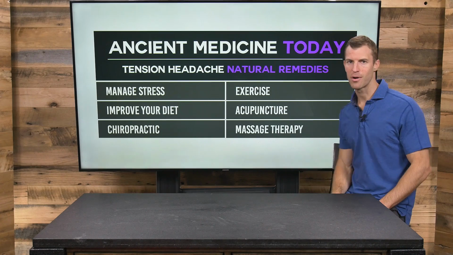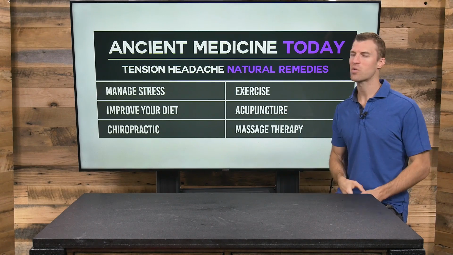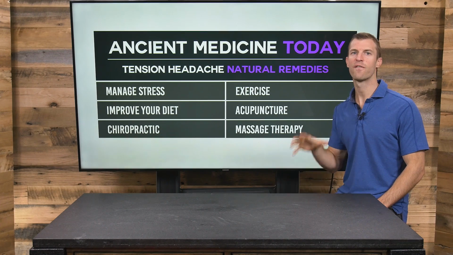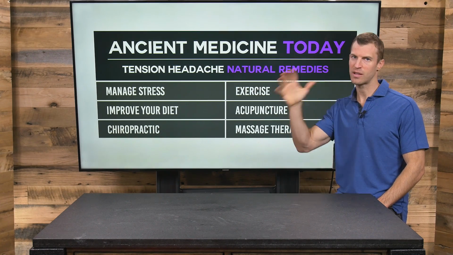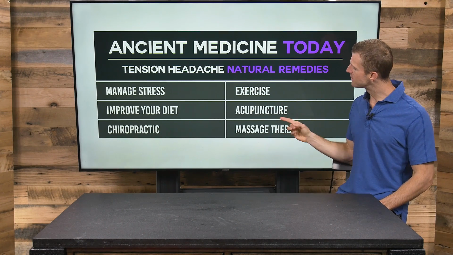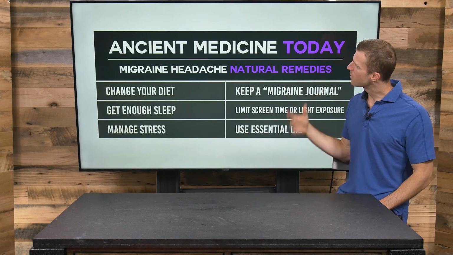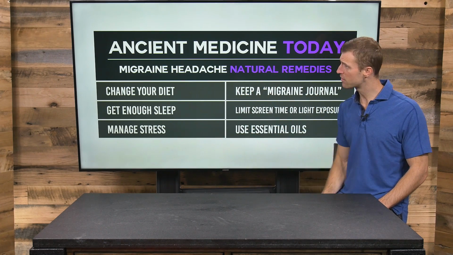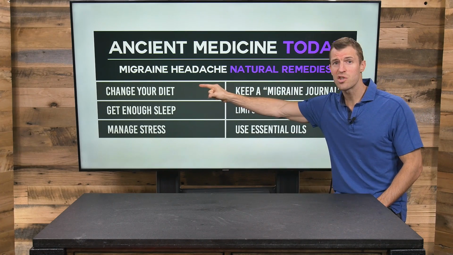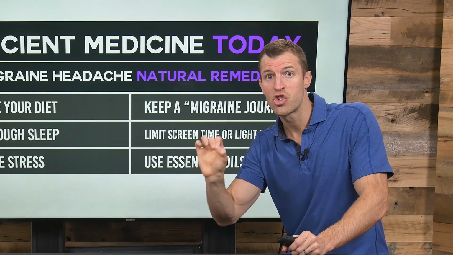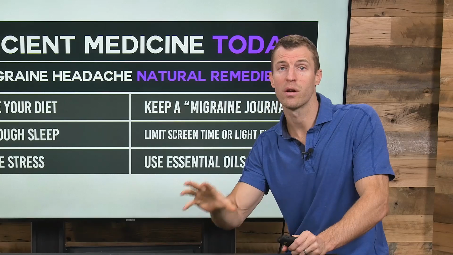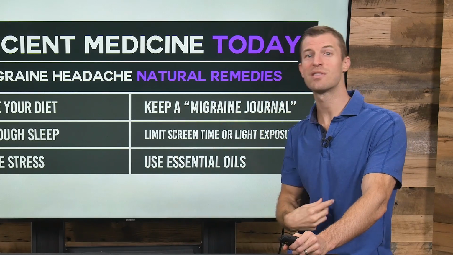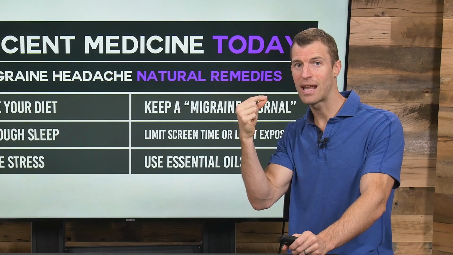Improve your diet. Remember, gluten-free, anti-inflammatory foods. Get chiropractic care. The benefits of chiropractic for headaches specifically is tremendous. Exercise, acupuncture, massage therapy. And when it comes to migraine headaches, as I mentioned earlier, the other things can help. In fact, chiropractic care can be great for migraines, but changing your diet, again, gluten, sugar, hydrogenated oils, conventional dairy products, these can all trigger leaky gut syndrome, which is the root cause of migraine headaches.